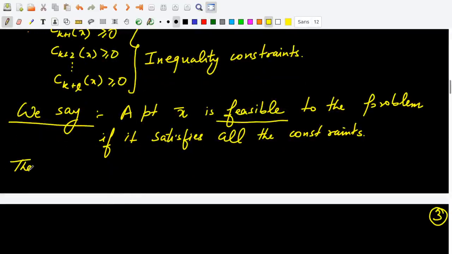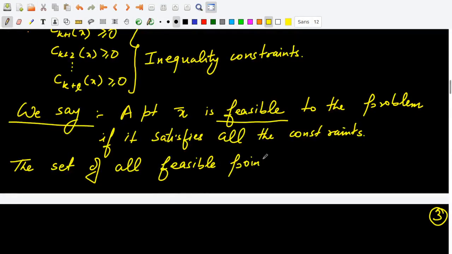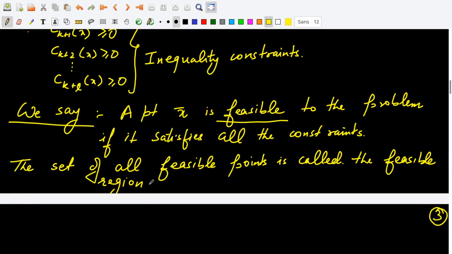The set of all feasible points is called the feasible region, usually denoted by R.